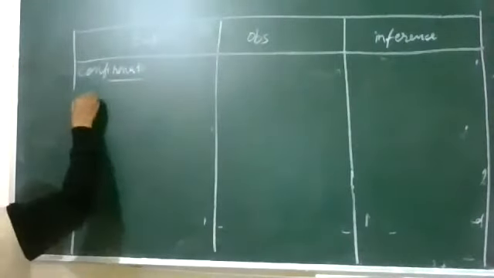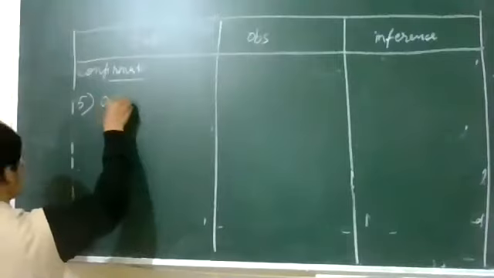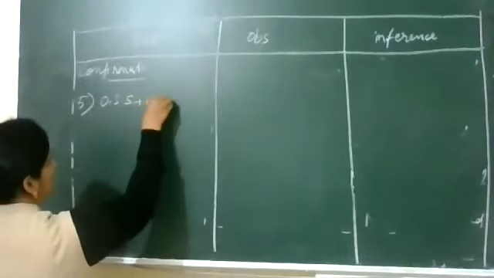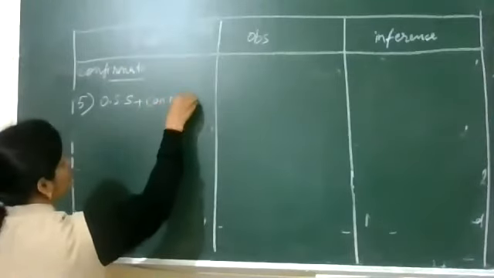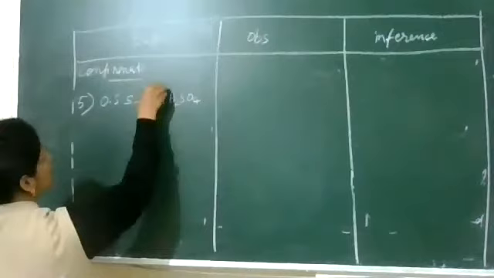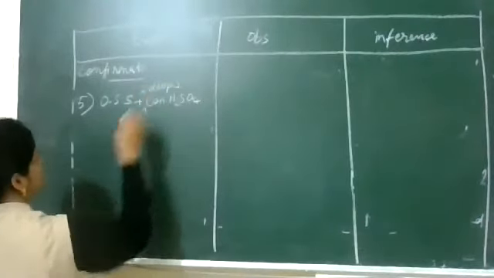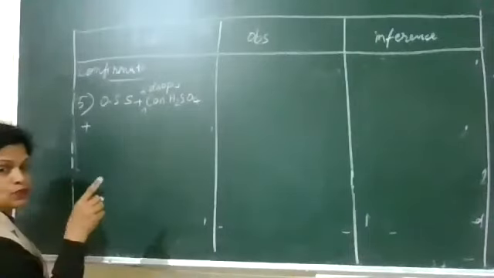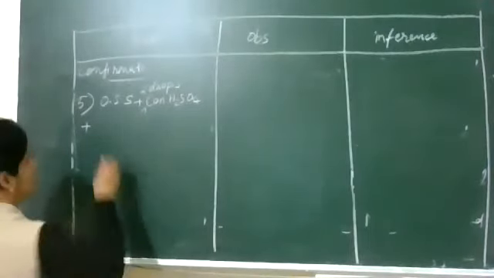Number 5. OSS plus concentrated H2SO4, 1 or 2 drops. 2 drops of concentrated H2SO4. Plus, we have taken acetate, so we have to add what? Alcohol. Ethyl alcohol.